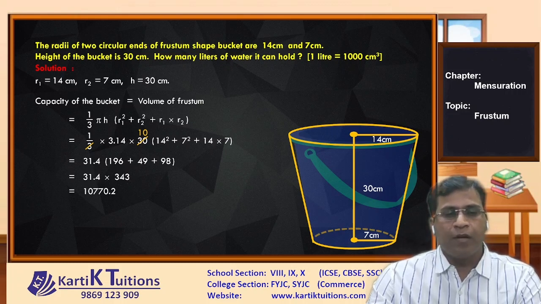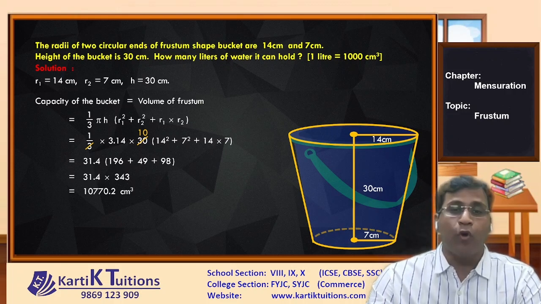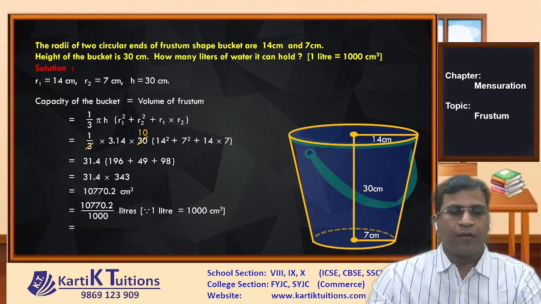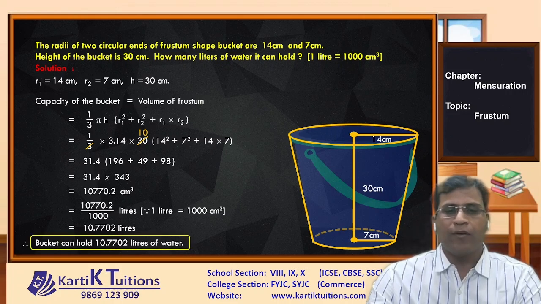10770.2 centimeter cube. But your sum is not over yet. See, they want us to find how many liters of water. So you have to convert this volume into liters. Now as it is given in the sum, 1 liter is equal to 1000 centimeter cube. So we'll just divide this by 1000. Now when we divide this by 1000, it will become 10.7702 liters. So in other words, the capacity of the bucket is 10.7702 liters. I hope you have understood this sum.